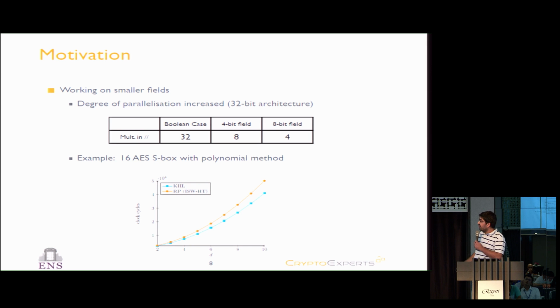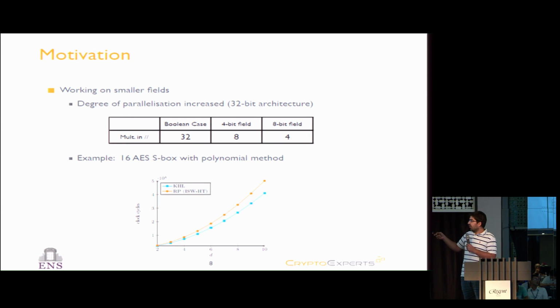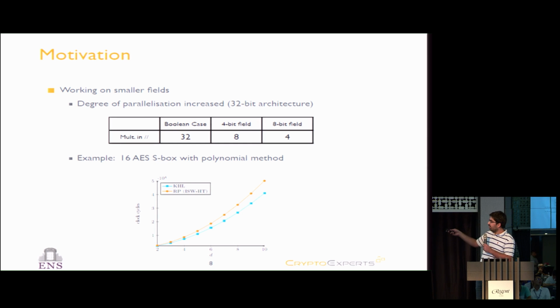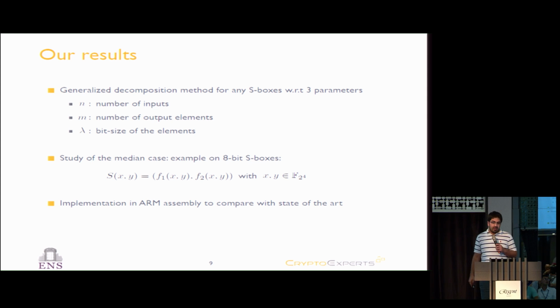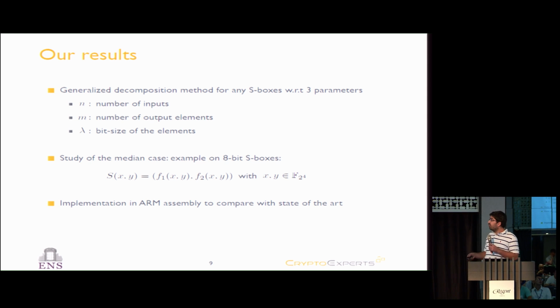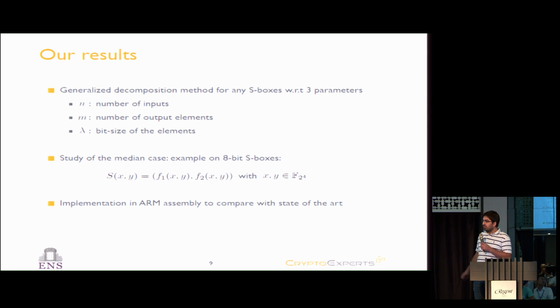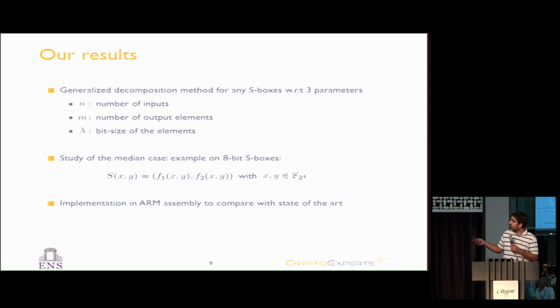And in terms of performance, for example, to evaluate the S-box of one round of the AES, the KHL method, which uses 5 multiplications on F2 to the power 4, is for any masking order faster than the RP decomposition method that had one fewer multiplication, but on F2 to the power 8. So in this work, we propose the generalized decomposition method for any S-boxes that is instantiated with 3 parameters: n, the number of inputs; m, the number of output elements of your S-box; and lambda, the bit size of your elements. And then we studied the median case.